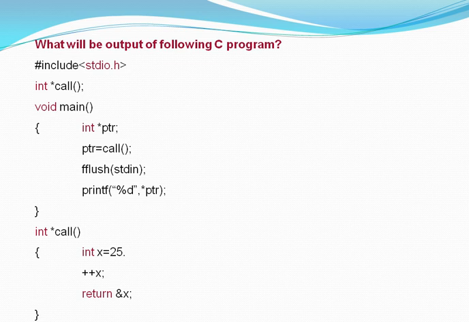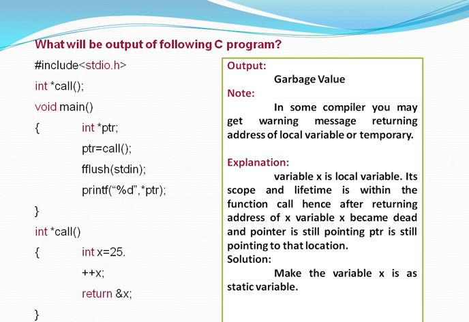In the function definition, we have written int star call function, int x equals 25, plus x, now returning the address of x. So in the function definition, we have one local variable x equals 25. Now we have incremented x by 1, so the value becomes 26. But the scope of the local variable is within the function definition only. Now if you are returning the address of x, the scope of variable x terminates. Now the value of ptr is a garbage value. So the output is garbage value.